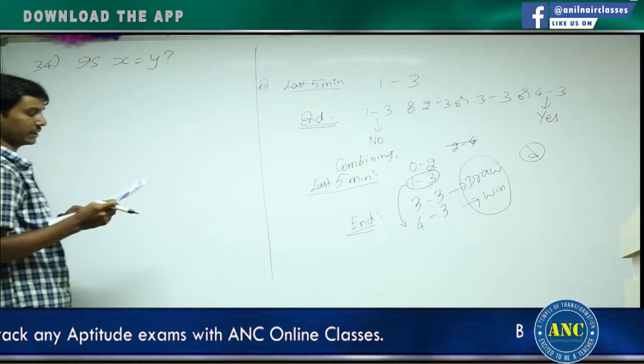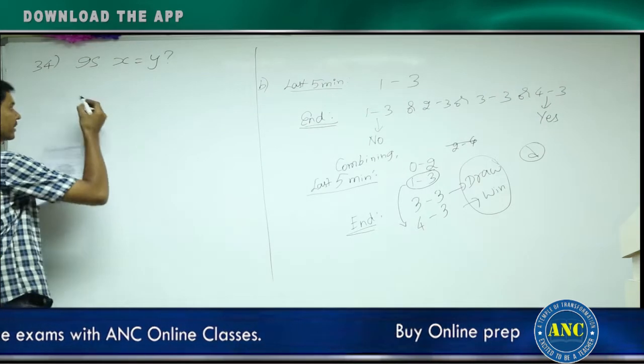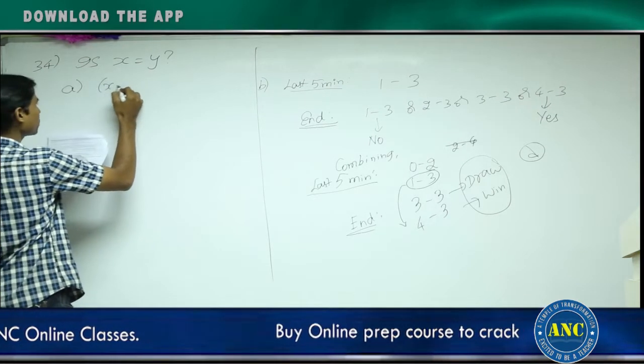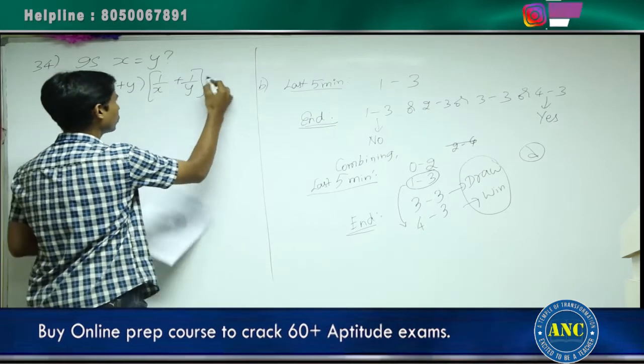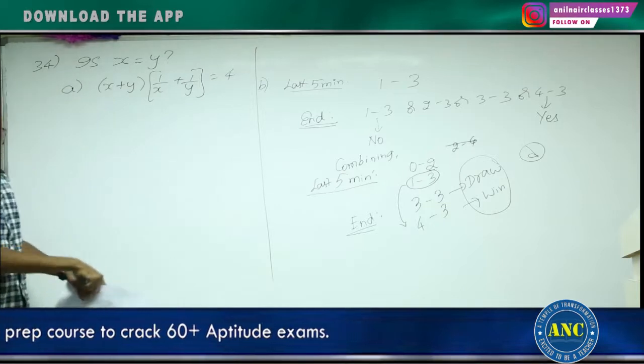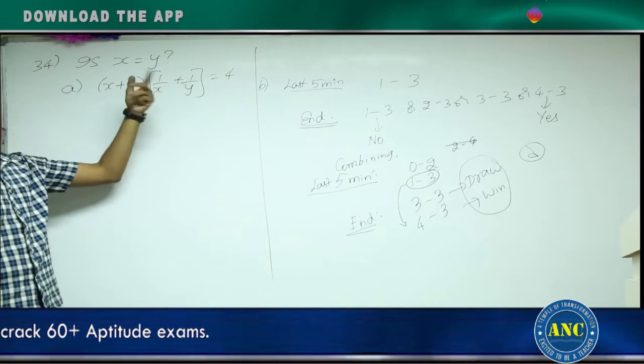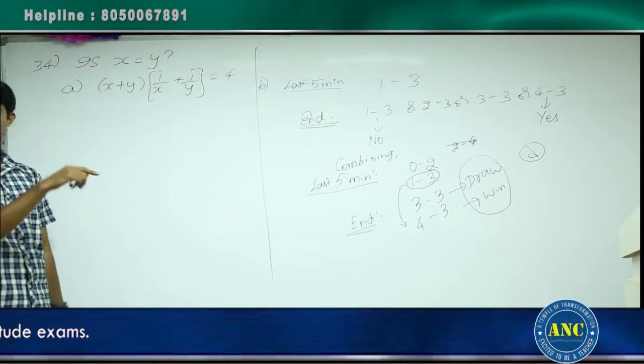34. Is x equal to y? Statement 1 alone: (x plus y) into (1 by x plus 1 by y) is equal to 4. One way to identify is to simplify, take the LCM and do all the simplification. You will get it equal to 4.